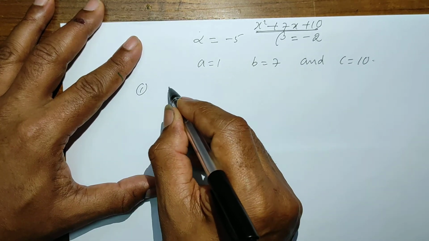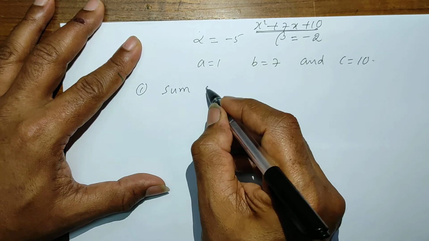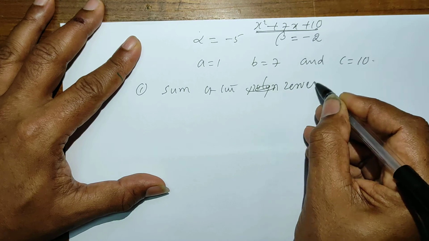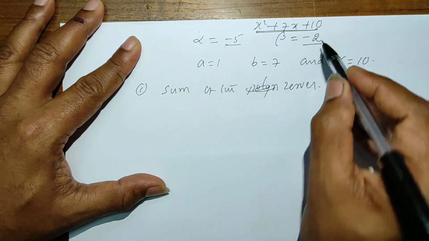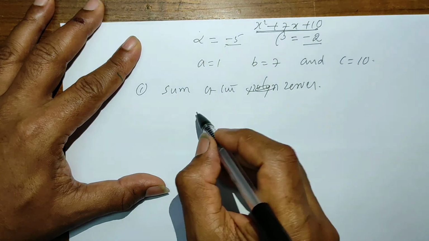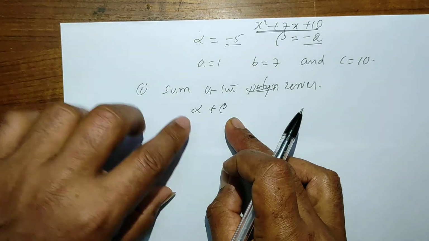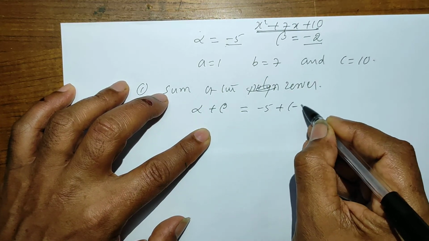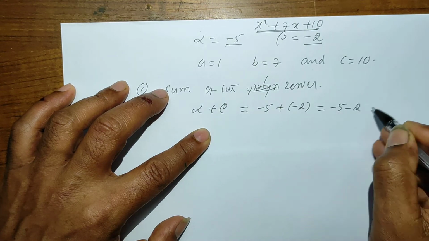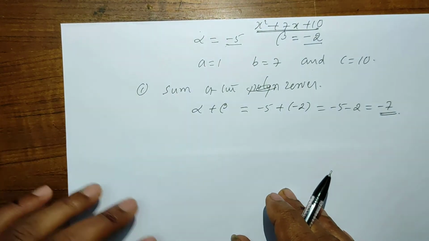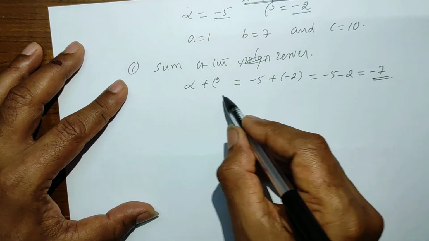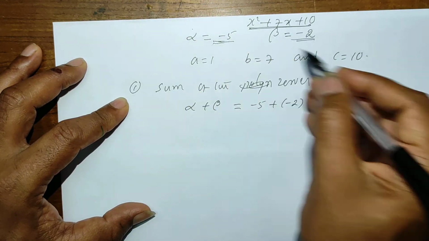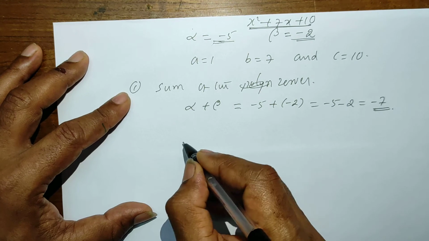First one, sum of the zeros. Here we have two zeros. I have named them as alpha and beta. So alpha plus beta means sum of the zeros. So minus 5 plus of minus 2, that is minus 5 minus 2, that is equal to minus 7. Sum of the zeros you can find easily because zeros are given. You are asked to find the sum, so you can add directly.